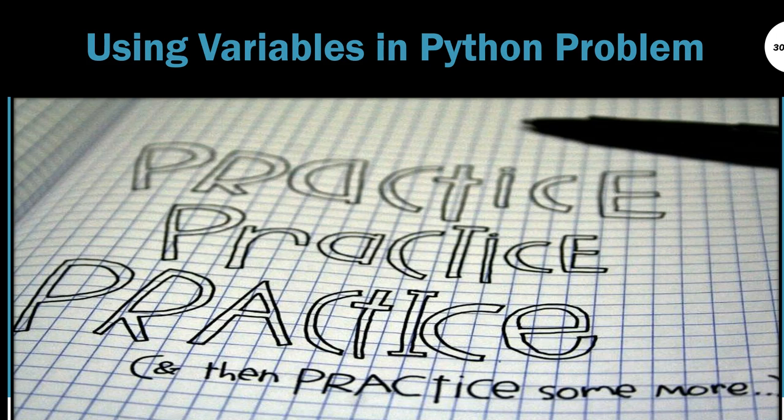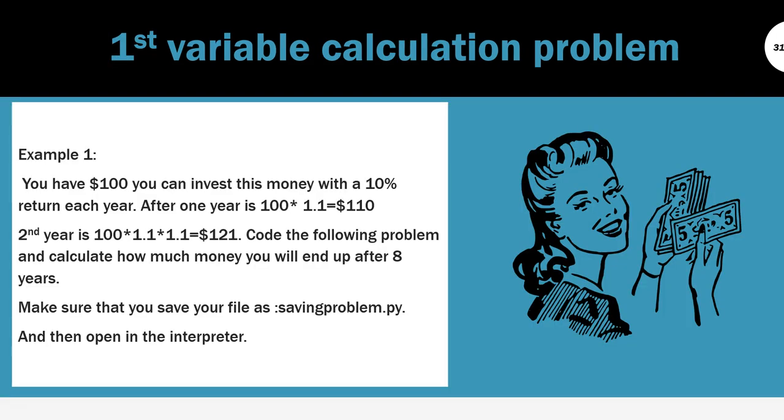In the following practice, we're going to use variables in a Python problem and also comments. This is a real problem. For example, you have $100. You can invest this money with a 10% return each year. After 1 year, you get about $110 because you multiply 100 times 1.1. The second year, you get $121 because you're multiplying 1.1 times 1.1 times 100. Code the following problem and calculate how much money you will end up with after 8 years.